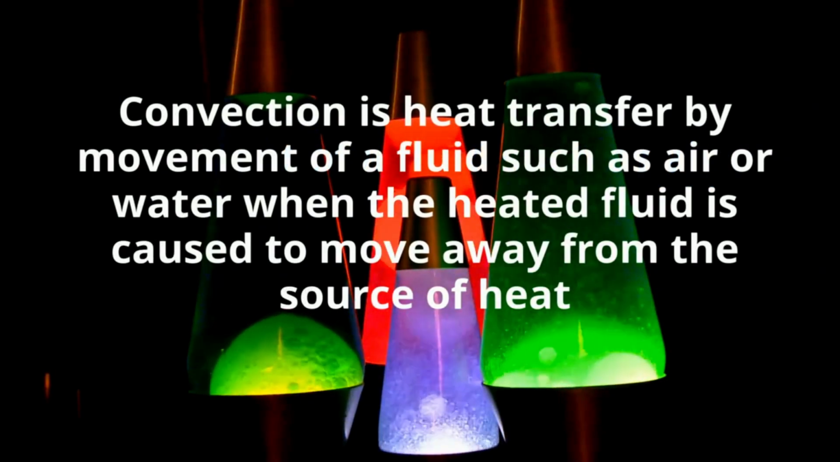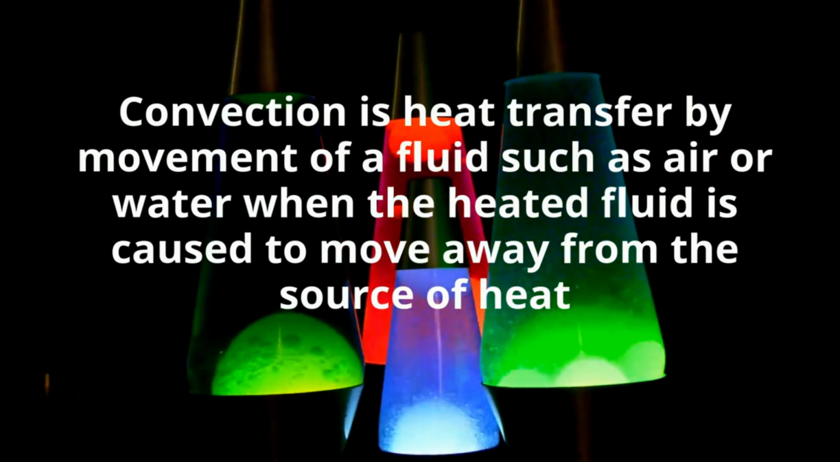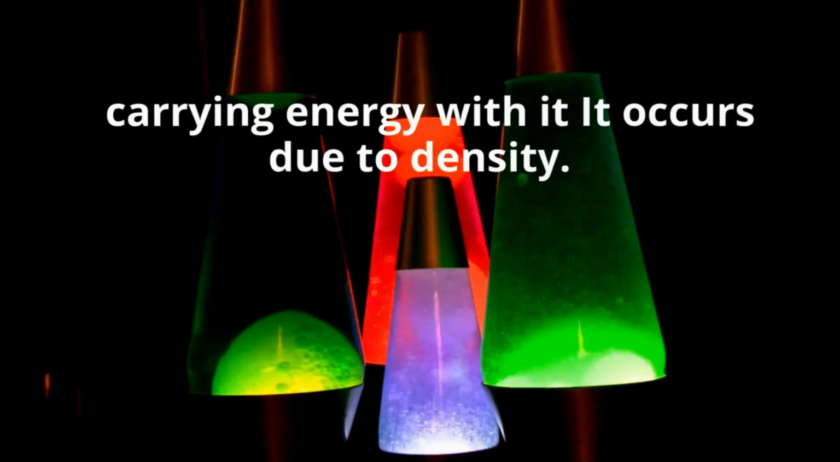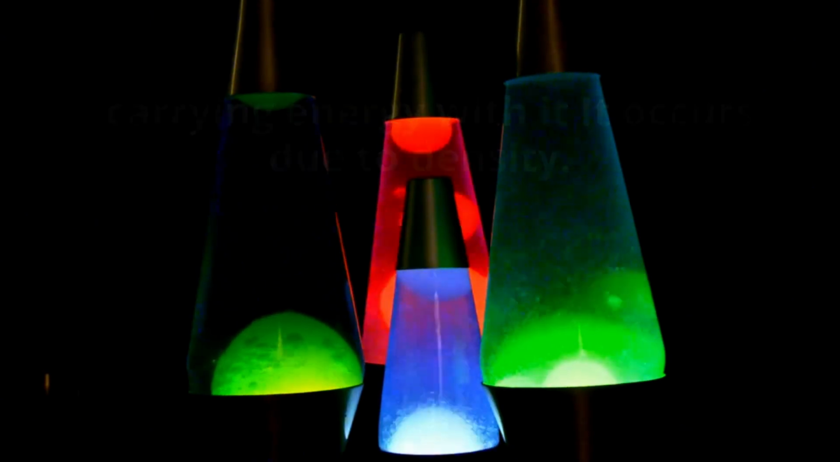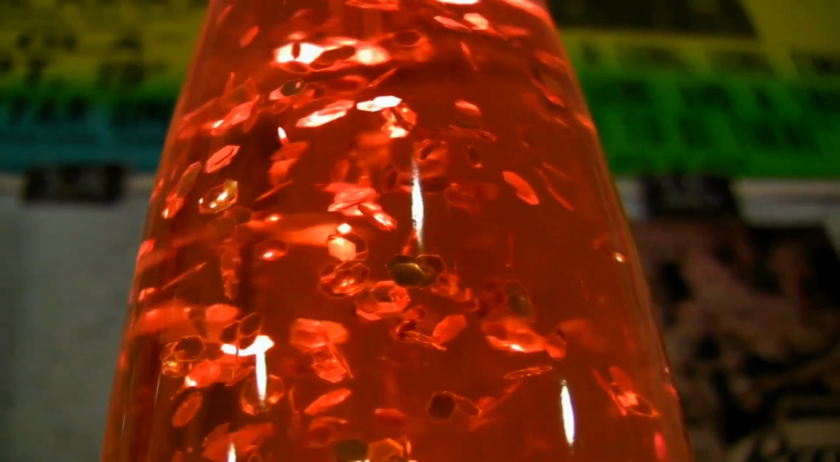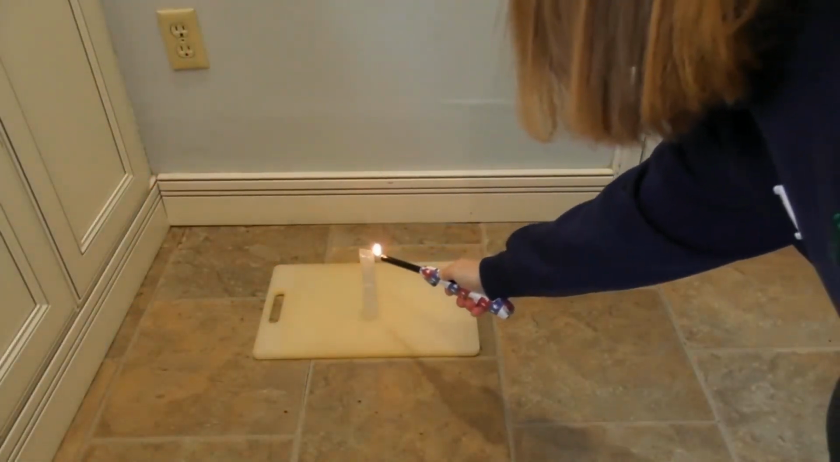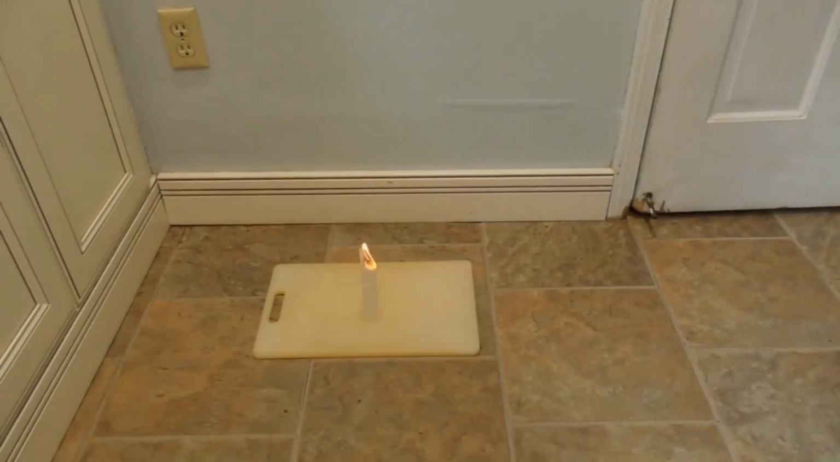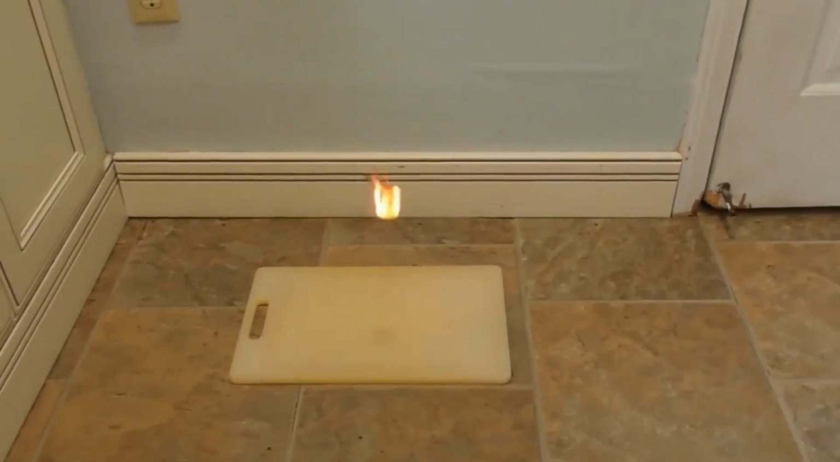Convection is heat transfer by the movement of a fluid such as air or water when the heated fluid is caused to move away from the source of heat, carrying the energy with it. It occurs due to density. Lava lamps are examples of convection. As the liquid is heated, it rises and falls as it heats and cools. As the paper burns, the air is heated up and begins to rise. The burning paper is swept up in the convection current, cools, and falls back down.